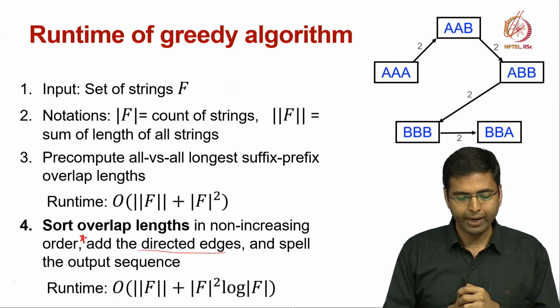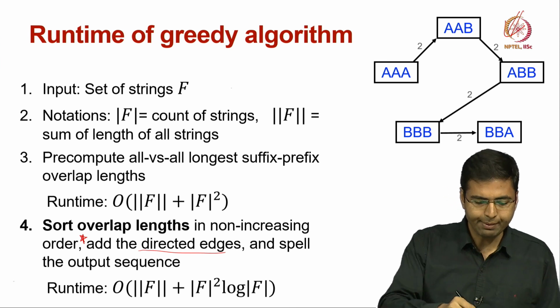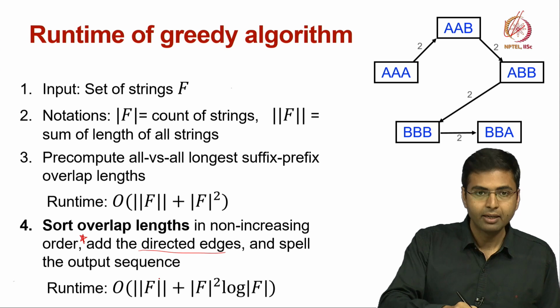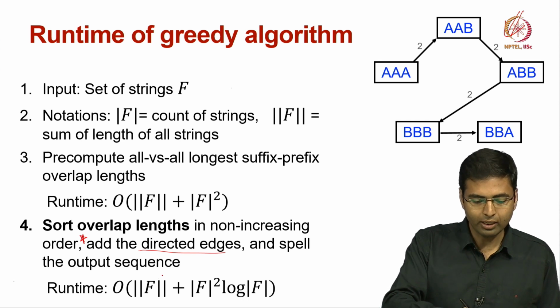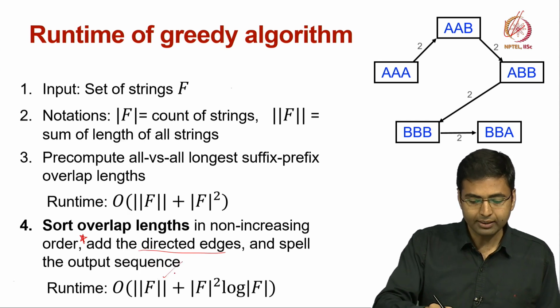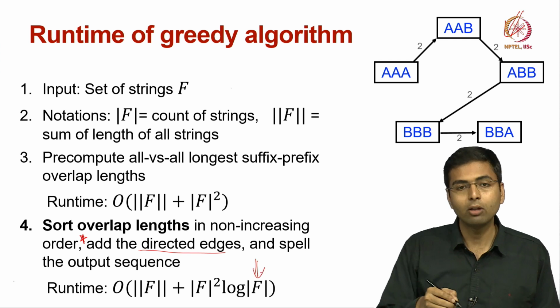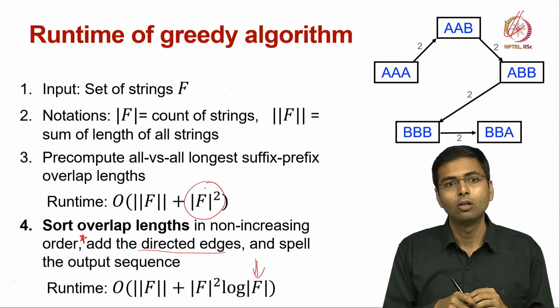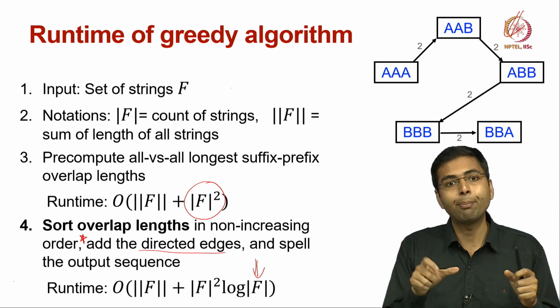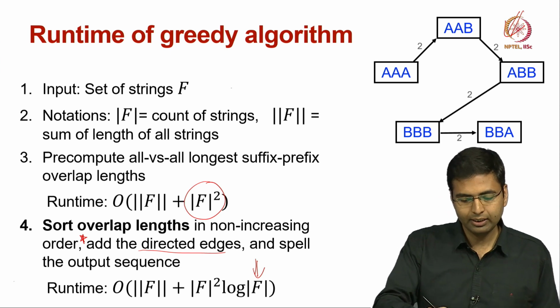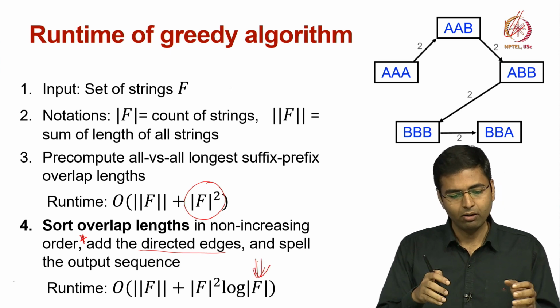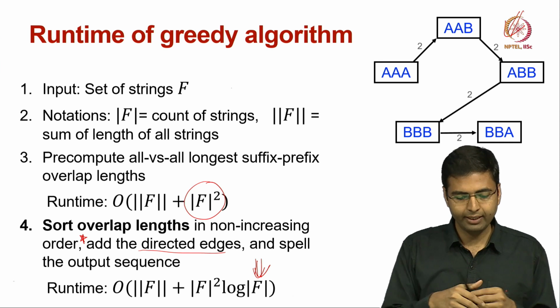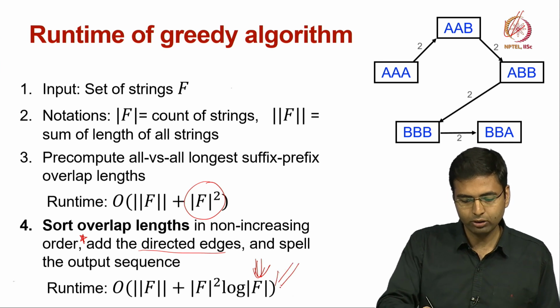Right. So, based on this, the runtime of this algorithm will be the total sum length of the strings plus the time to sort all the integers. Because we have to sort all these integers in non-increasing order, so that we consider the higher overlap lengths first. So, this is the sorting step.